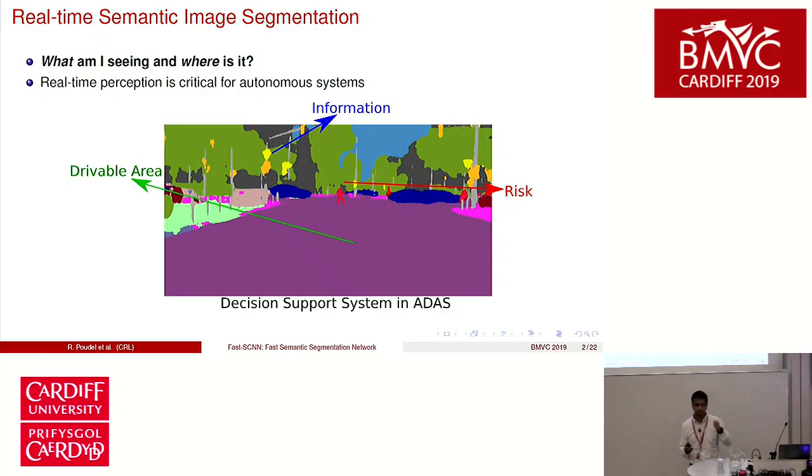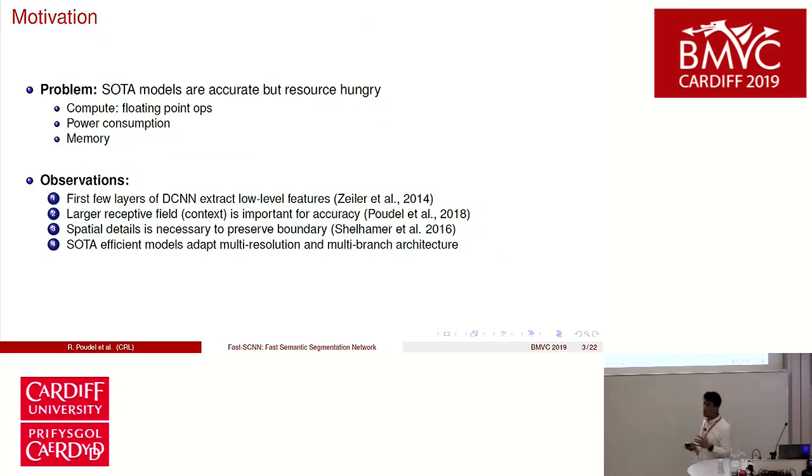So you need to be very low compute, right? And low memory. If you're talking about mass production, then you're talking about much less memory, less power, and all those things. So that's the main motivation of this paper. So what is the problem right now?